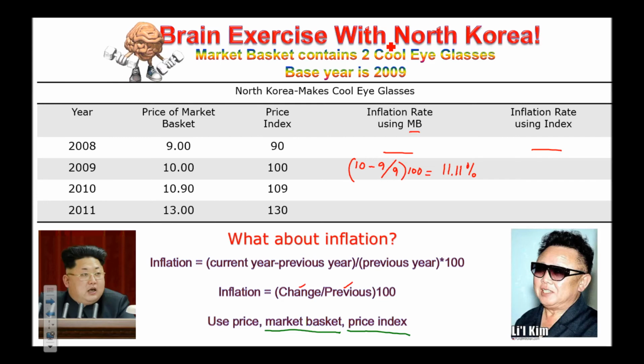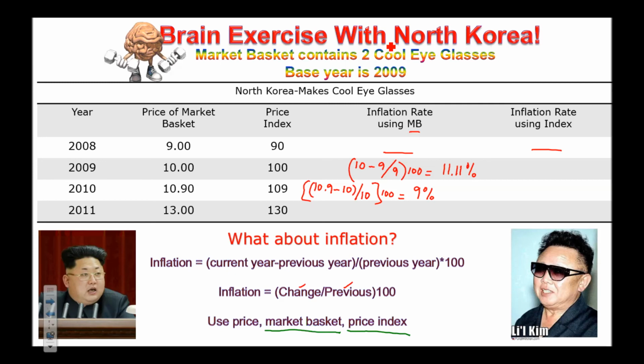Okay? Now we'll do the same thing. Let's scoot this over a little bit because it looks like I'm not going to have room. For 2010, we take 2010's market basket, and then we subtract 2009's market basket. Okay? Then we divide by 2009's market basket again, and then multiply that whole thing by 100. And what do we get? Let's see, 0.9 divided by 10, and then times 100 gives us an inflation rate of 9%.